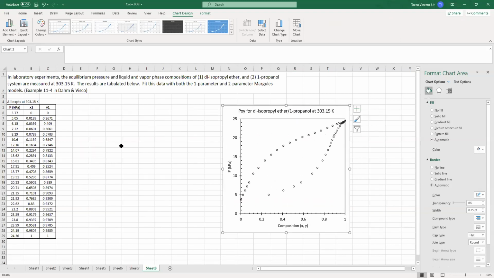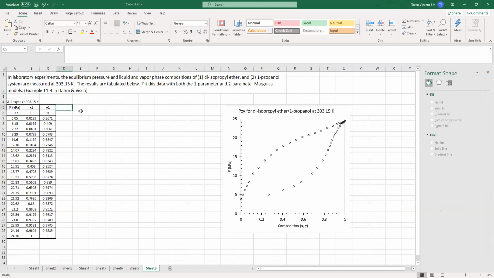So again, what we're trying to do here is with the 1-parameter and 2-parameter Margules models, we want to fit this experimental data such that we can figure out what the equilibrium compositions would be for any pressure. So first order of business now is to calculate what the experimental activity coefficients are. So in another column, I'm going to make an experimental gamma 1 column and an experimental gamma 2 column.